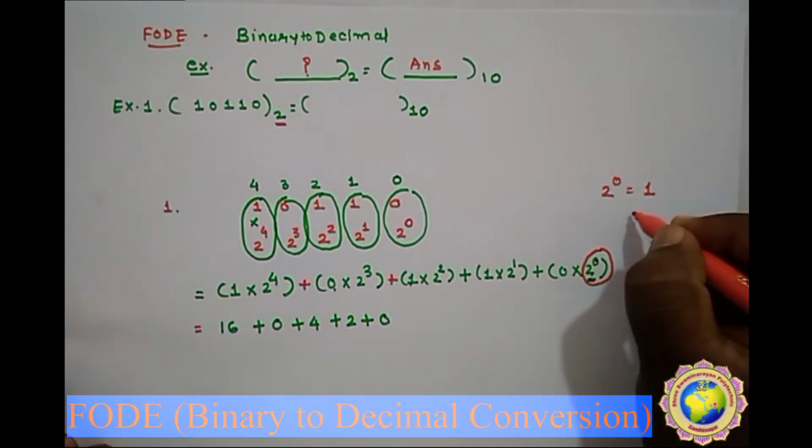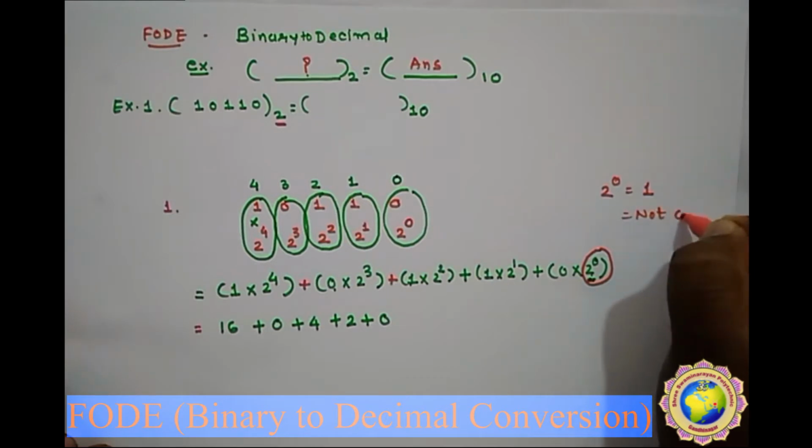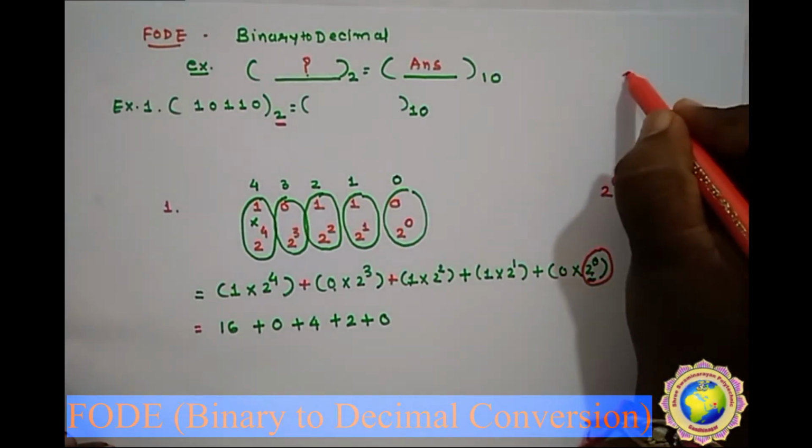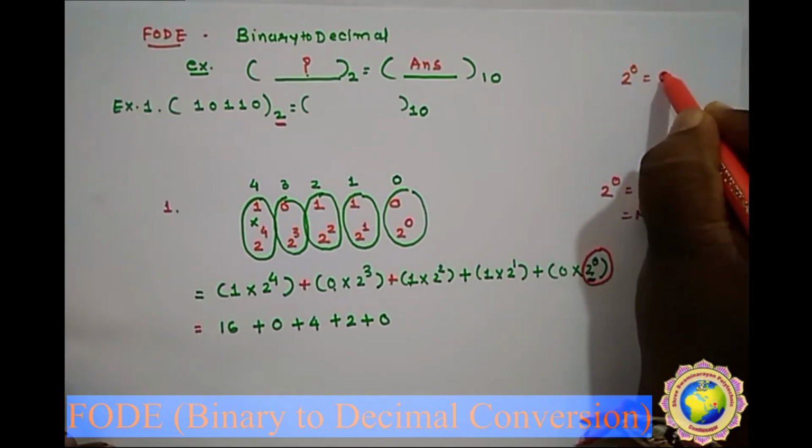Okay, it's not 0. Many of the students write that 2 raised to 0 is equal to 0.